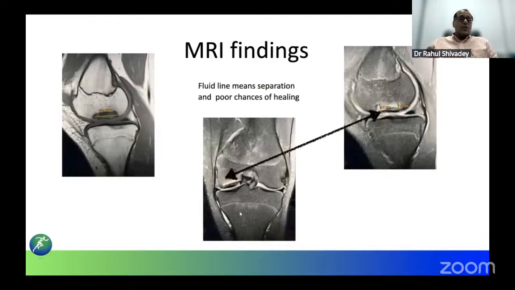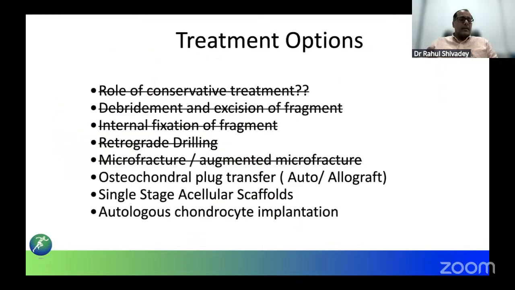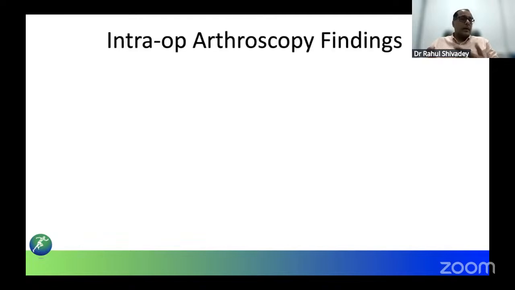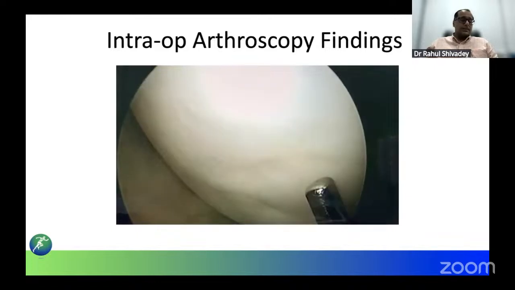Once there is a fluid line of separation between the subchondral bone and the chondral unit, there are very poor chances of healing. Multiple treatment options are available, but at that time we did not have ACI in our part of the world, and single stage acellular scaffolds were still being developed. Because there was a large chondral, subchondral lesion, my choice was to go with autograft.